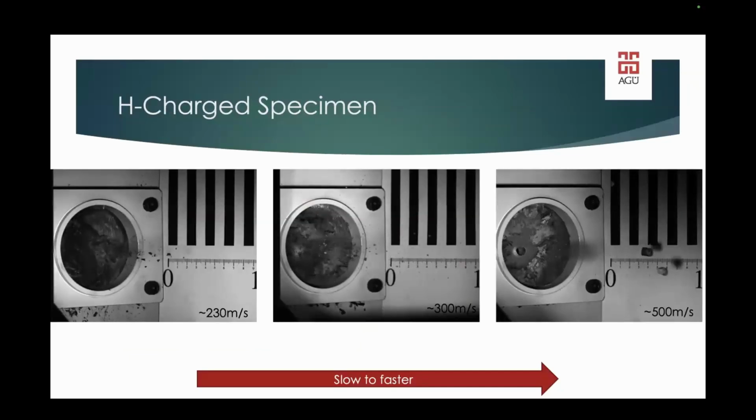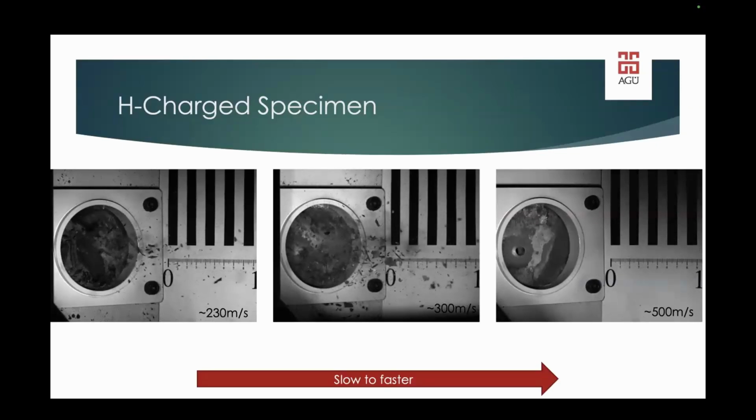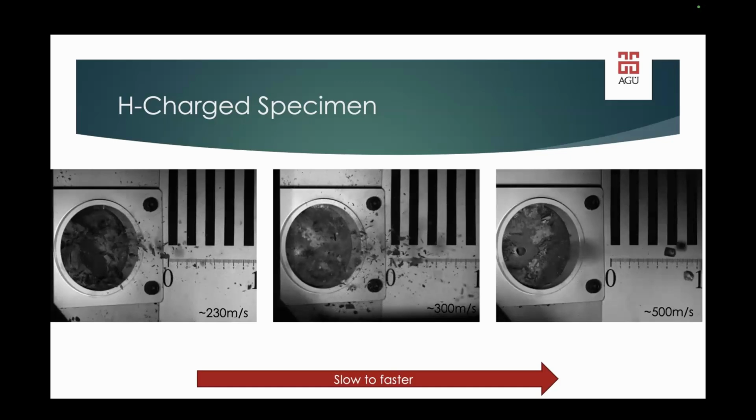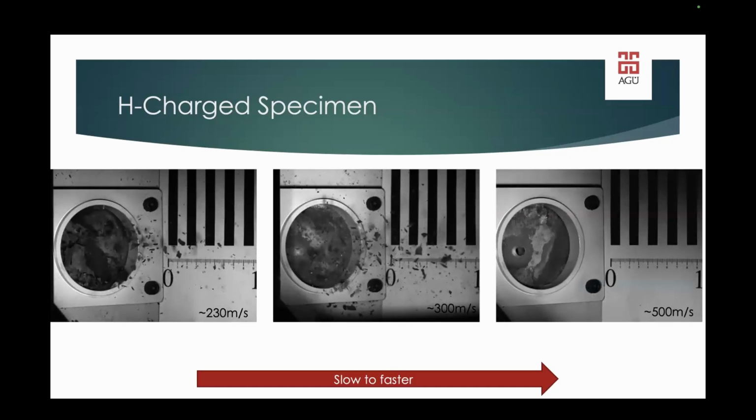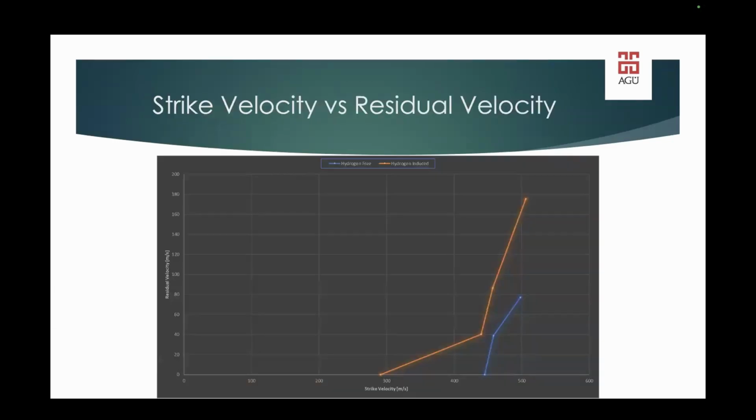And we have hydrogen charged specimens. So the camera captures the fracture of hydrogen charged specimen. And here we have also the fracture surfaces. And this is the graph of residual velocity after the impact.